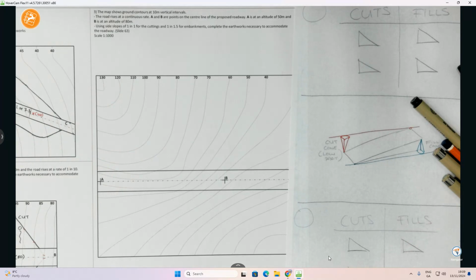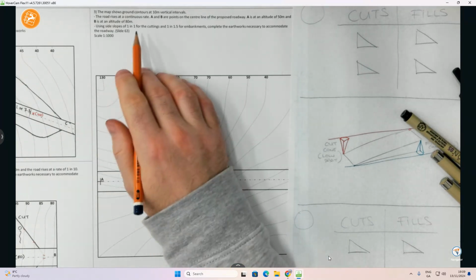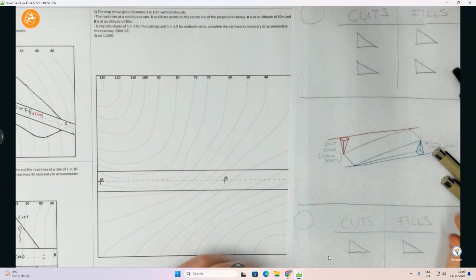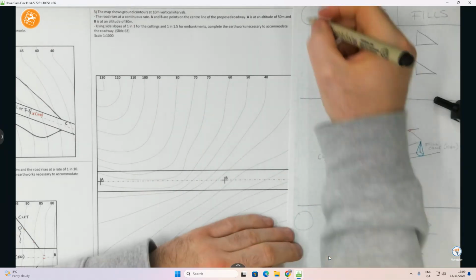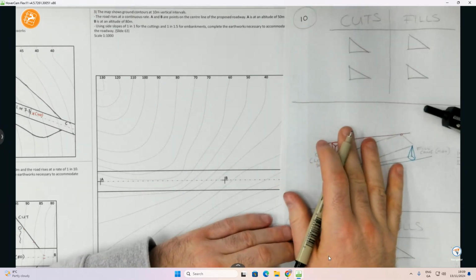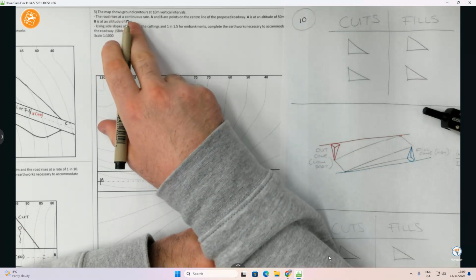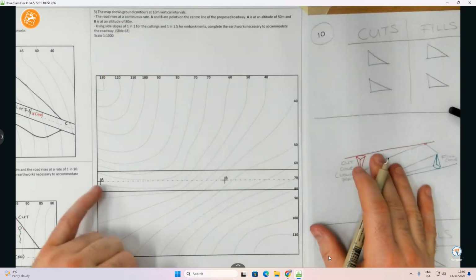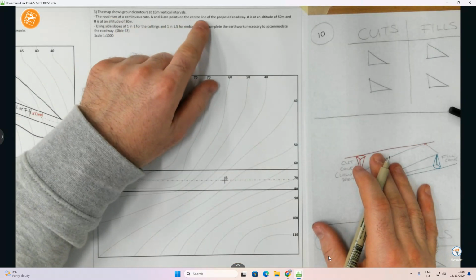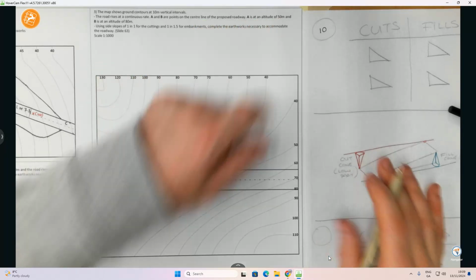So the question says, last question on the page, the map shows ground contours at 10 meter vertical intervals. So we're going to apply that to our sheet. That's the number that goes in there between our vertical intervals. Okay, the road rises at a continuous rate. So from A to B it's rising. A and B are points on the central line of the proposed roadway. A is at an altitude of 50.